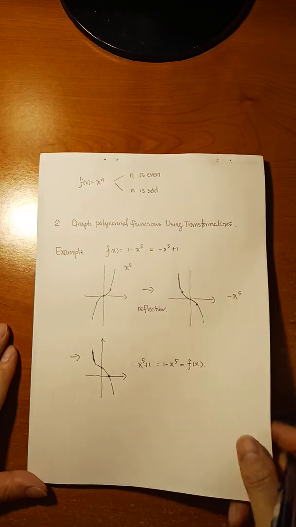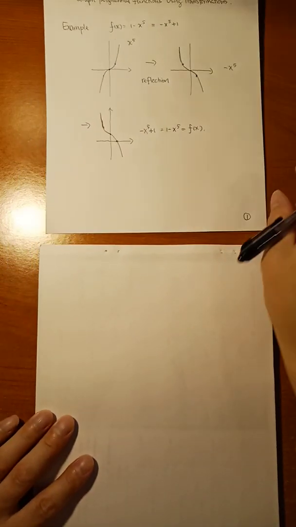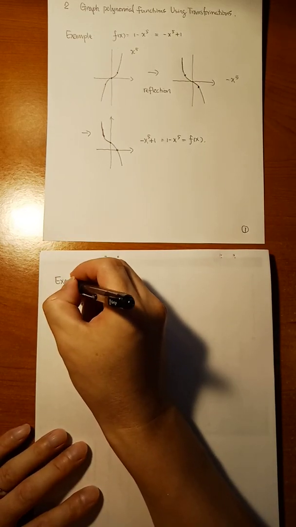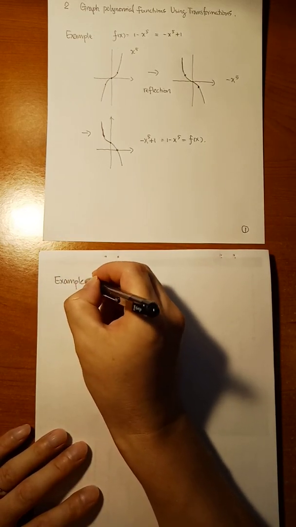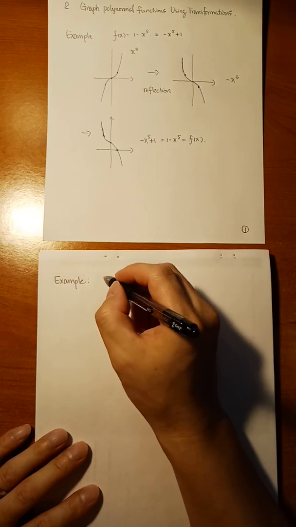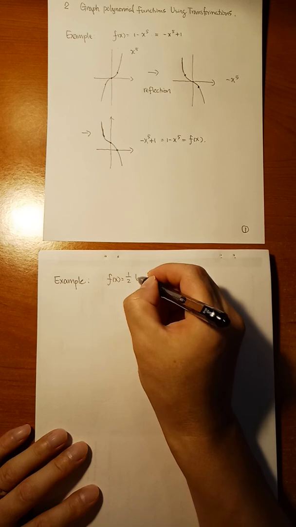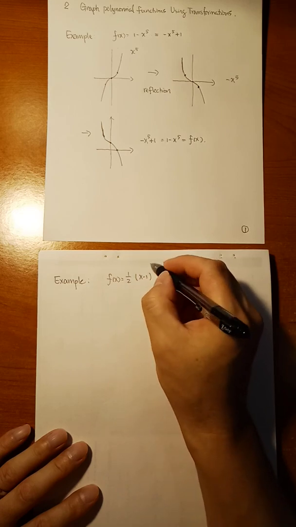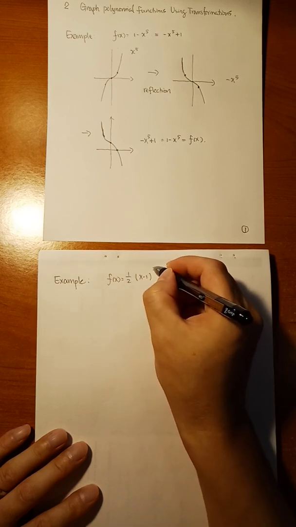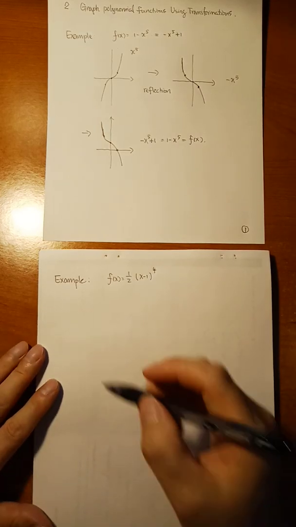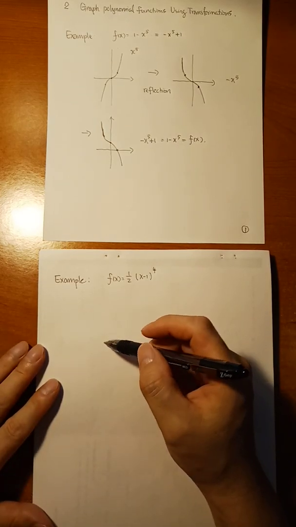Okay, let's see the second one. We're going to do examples and try to demonstrate. We're going to sketch the graph of f(x) = 1/2 (x - 1) to the 4th power.